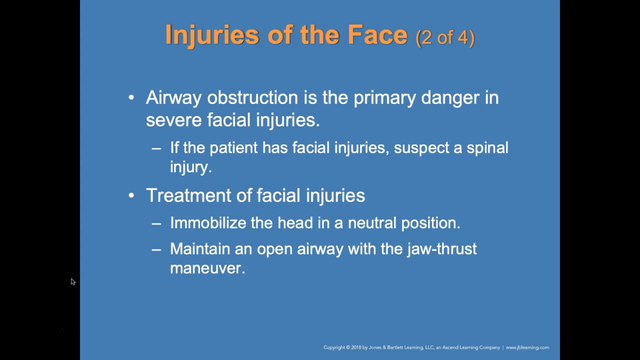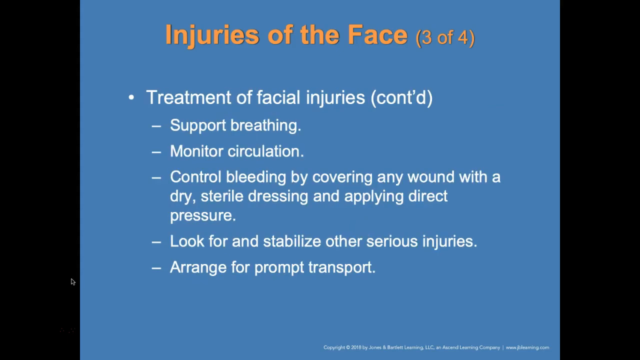Just like we talked about with skull injuries, head injuries, we suspect spinal injuries. So we need to immobilize the head in that neutral position and maintain our open airway with the jaw thrust maneuver. We need to help support their breathing. We need to monitor circulation and control bleeding by covering any wound with a dry sterile dressing and applying direct pressure. Now that doesn't mean that we want to go shoving stuff into people's mouths or noses to stop that bleeding, which would further obstruct their airway.